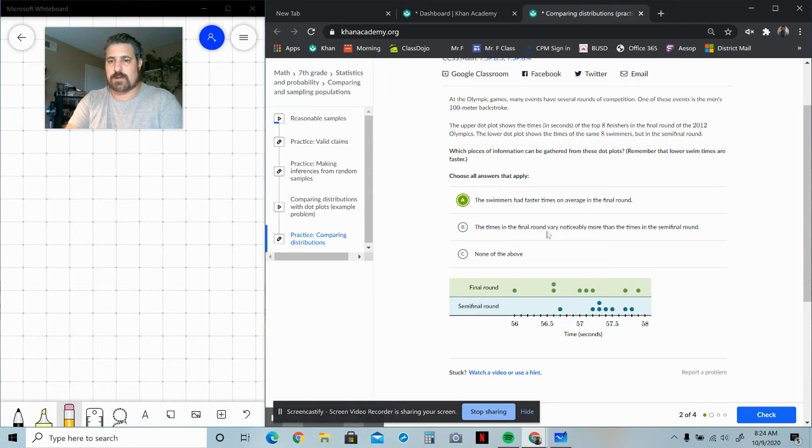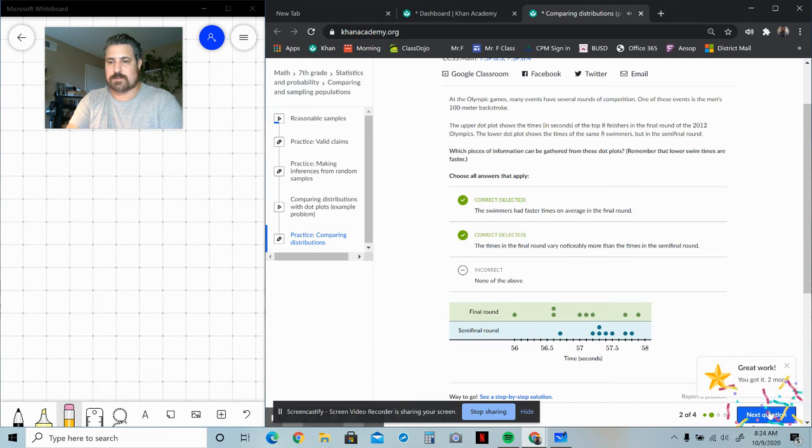The times in the final round vary noticeably more than the times in the semifinal round. And if you look at this, everyone's kind of clumped together here in the semifinal round, and there's just this one person who's a little bit faster, probably the person who won the race. And over here in the final round, we've got gaps. So it says the times in the final round vary noticeably more. I think that's very true. There's definitely more variety in that final round. So I think both those are true.